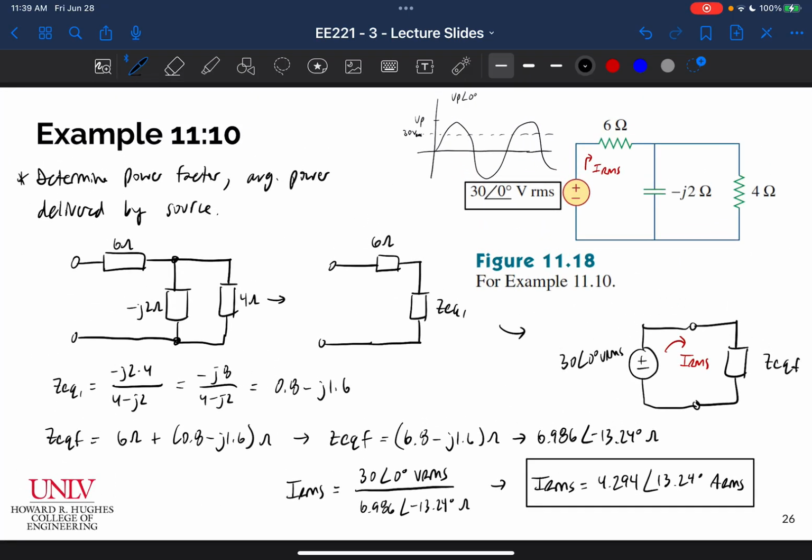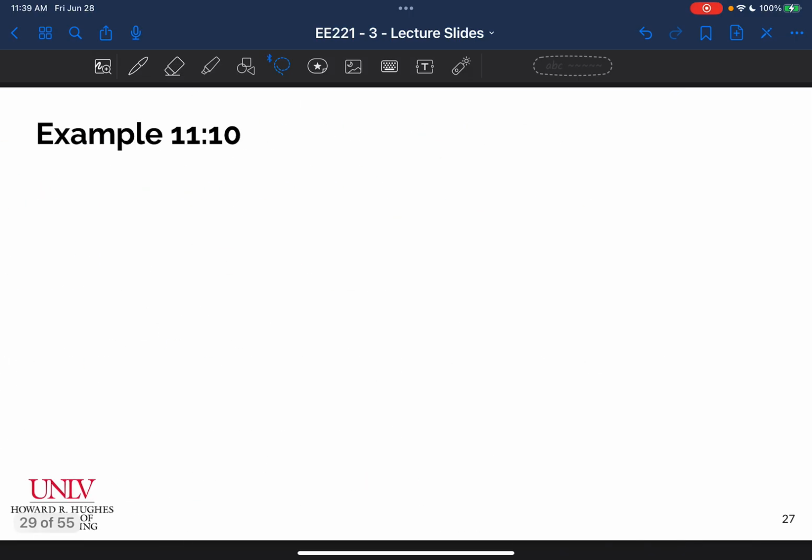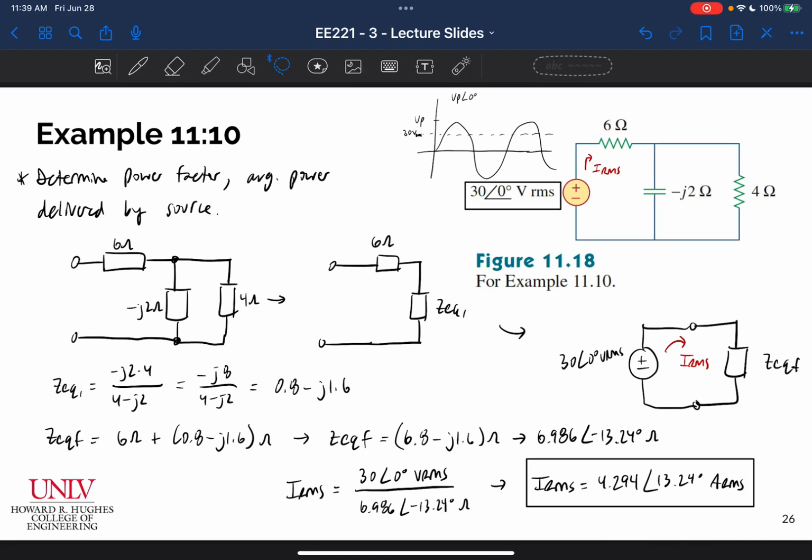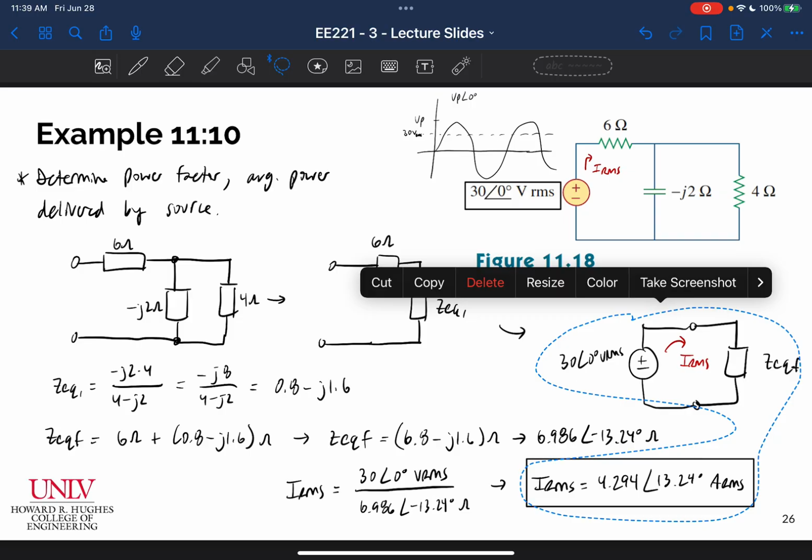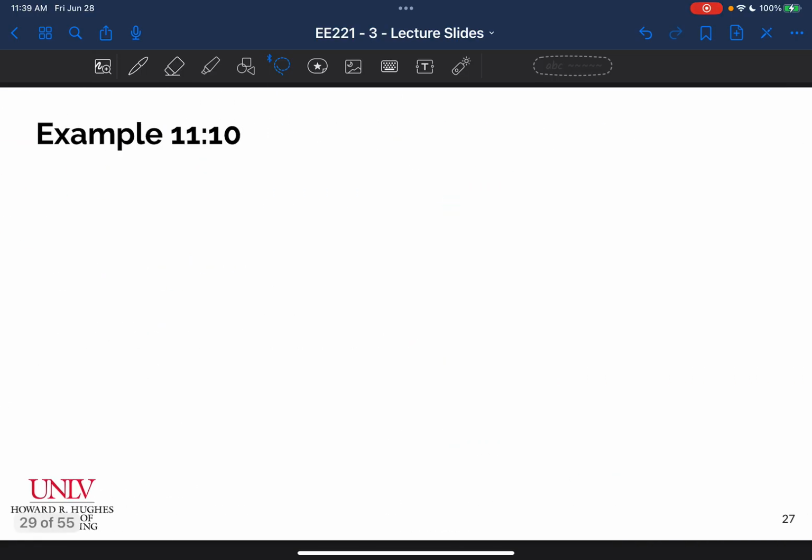Okay, so we found our RMS current. We know our RMS voltage. And so what we can do is really easily determine the power factor and the average power delivered by the source, now that we have these two values. Okay, so let's go to the next slide. I didn't leave the circuit there, so let's just grab this. This should be all we need. I think that is everything we need in order to finish this problem.